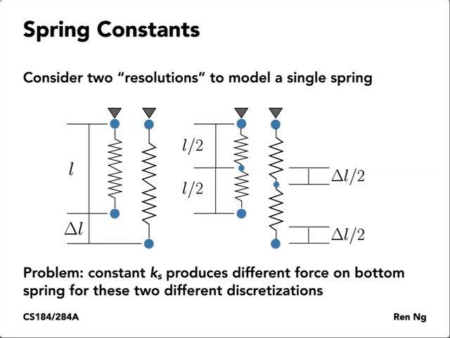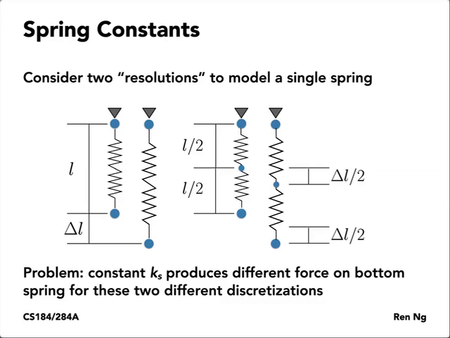What if you wanted to increase the resolution of that rope to like 20 segments or 100 segments? If you try to model that, as we've done with the equations so far, using a constant k sub s in the equations like from Hooke's law, it turns out that if you increase the discretization, you won't get the same behavior between those two springs.